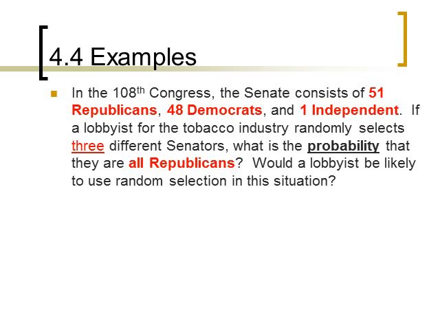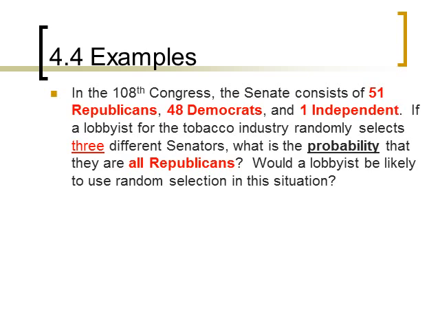In the 108th Congress, the Senate consists of 51 Republicans, 48 Democrats, and 1 independent. If a lobbyist for the tobacco industry randomly selects 3 different senators, what is the probability that they are all Republicans?